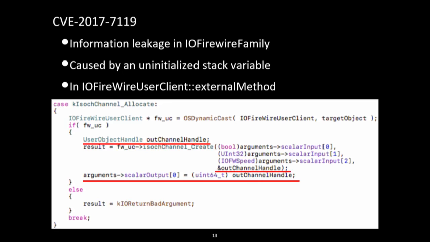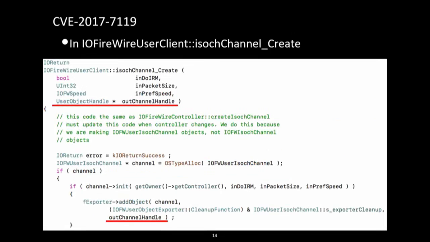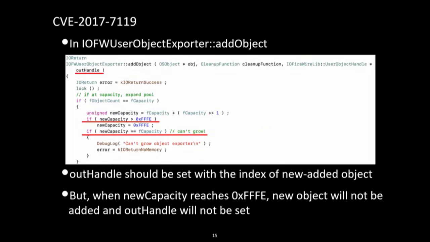This is the first vulnerability. It is an information leak in IOFireWire family. It is caused by an uninitialized kernel stack variable, which is the out channel handle in the IOChannelAlloc case. As you can see in the IOCH channel create, the out channel handle is passed into the add object function. In this function, you can see the out handle should be set with the index of the newly added object. But when the new capacity reaches 0xFFFE, the new object will not be added, and the out handle will not be set.